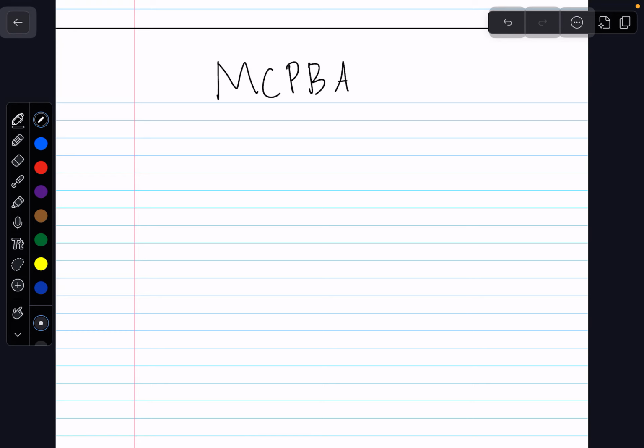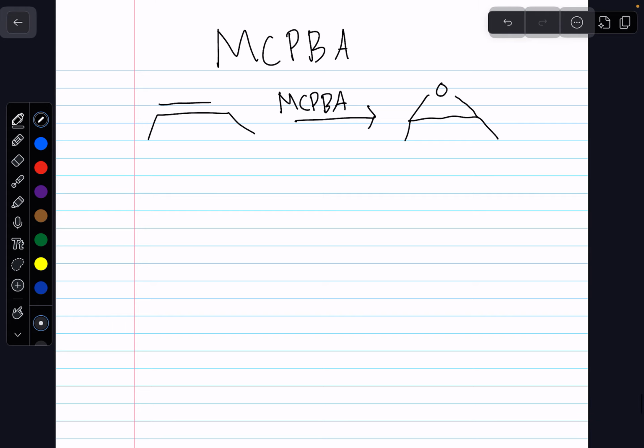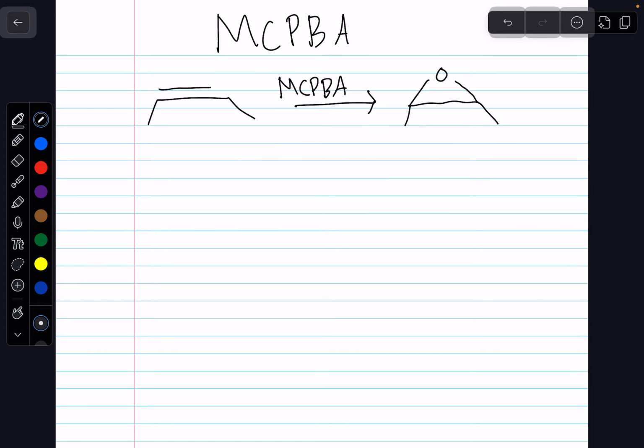In this video, I'm going to be going over mCPBA and its mechanism. I'm going to first start off by writing how the product would look. So basically all that happens is that the double bond gets changed into an epoxide, which basically means an oxygen forms between those two bonds. So this is kind of how the reaction would look.